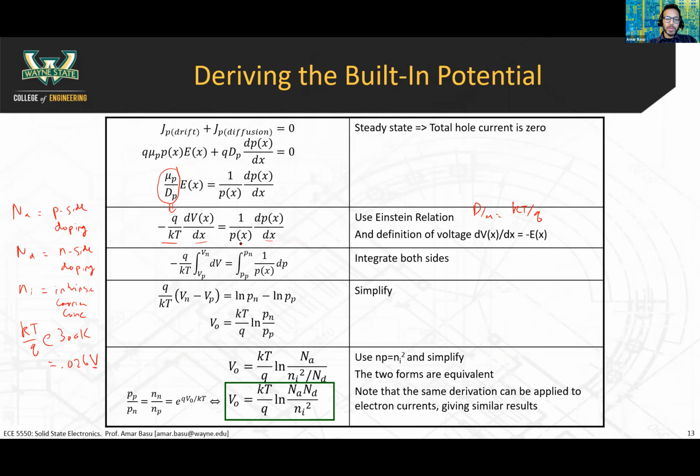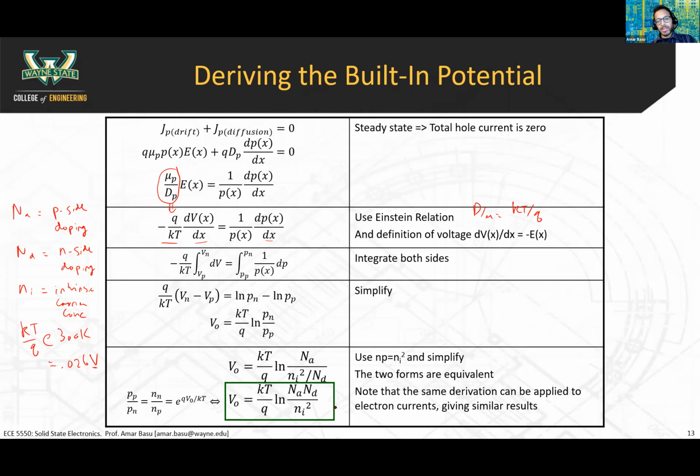So you're integrating from the left side of the diode to the right side of the diode. The voltage changes from Vp to Vn as you go from the left to the right side. The hole concentration changes from P sub P to P sub N as you go from the left to the right side. And so that's why you have that there. After you do the integration, you can simplify, and there's just one other step here where you use np equals ni squared to simplify this. I'm obviously hand waving and leaving a lot of the details out in the interest of time, but you come up with this simple formula.